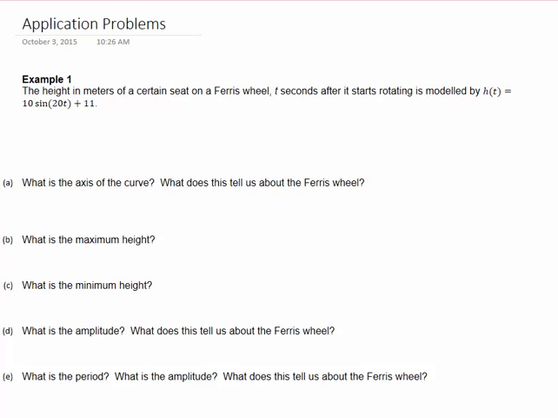We've talked a lot about our sinusoidal equations in general. Now let's look to see how they might be used as a practical application. So if we're talking height in meters of a Ferris wheel, let's just do a little sketch here.